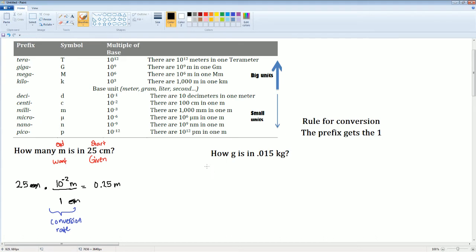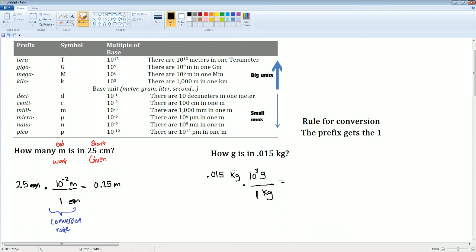Now we can do it for how many grams are in this many kilograms. So we start with what we're given, 0.015 kg. And we want to go to g in this case. So we want g and we have kg. So this is going to be our conversion rate. How many kilograms are in a gram? Or how many grams are in a kilogram? We just use the rule: the prefix gets the one. So this is the prefix, it gets a one. How many g are in 1 kilogram? We look at kilo, it's 10 to the 3. So this is 10 to the 3.